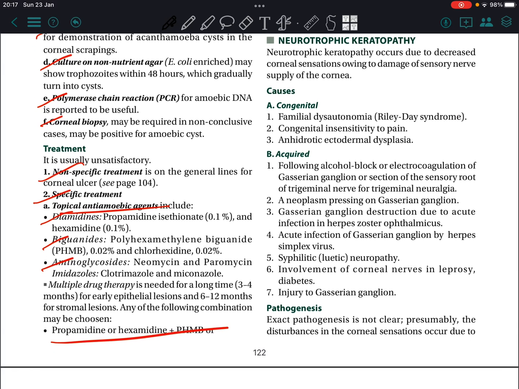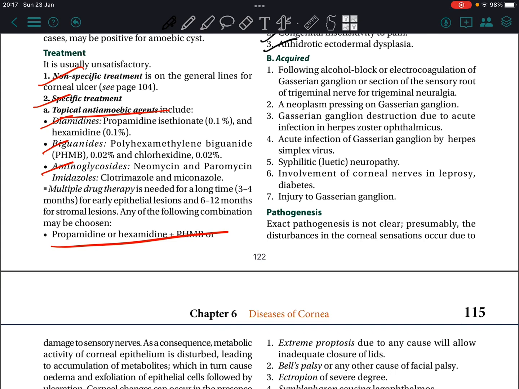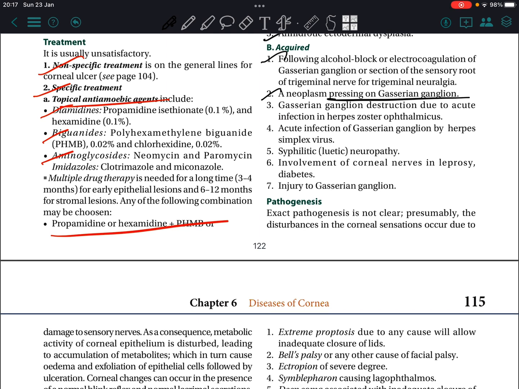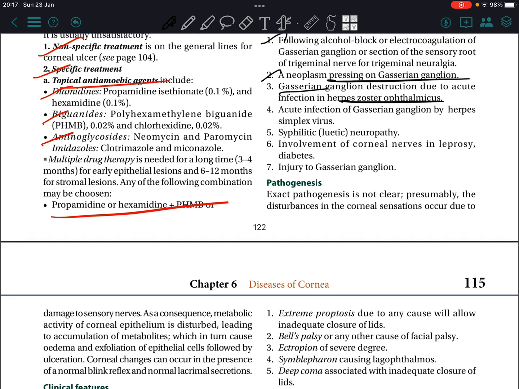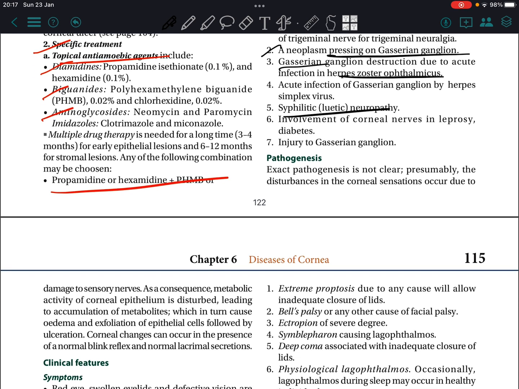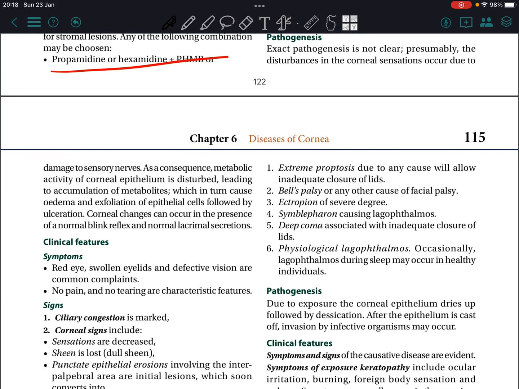Neurotrophic keratopathy. Neurotrophic keratopathy occurs due to decreased corneal sensation owing to damage of the sensory nerve supply of the cornea. Causes: congenital, familial dysautonomia, congenital insensitivity to pain, and hydrotic ectodermal dysplasia. Acquired, following alcohol block or electrocoagulation of Gasserian ganglion, neoplasm pressing on the Gasserian ganglion, and Gasserian ganglion destruction due to infection in herpes zoster ophthalmicus, acute infection of Gasserian ganglion, syphilitic neuropathy, involvement of corneal nerves in leprosy, etc. Injury to Gasserian ganglion.